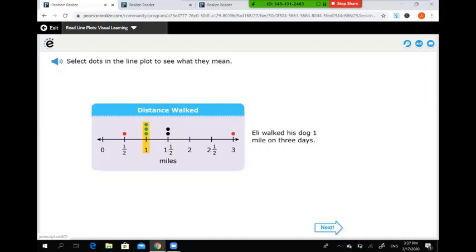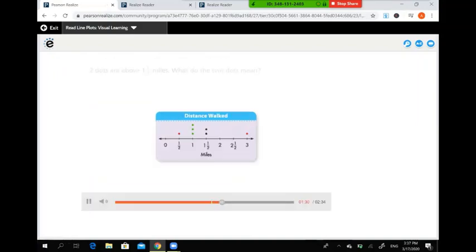Eli walked his dog 1 mile on 3 days. Eli walked his dog 1/2 mile on 1 day. Eli walked his dog 3 miles on 1 day. Let's continue. Eli walked his dog 1 and 1/2 miles on 2 days.